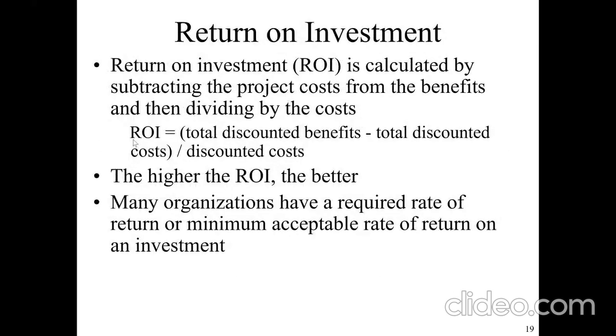Okay. The next financial calculation that is done is what we call the return on investment or the ROI. So return on investment is calculated by subtracting the project cost from the benefit and then dividing by the cost. So this is the formula. The total discounted benefit minus total discounted cost. Then we divide by the discounted cost. And that is what gives the return on investment.